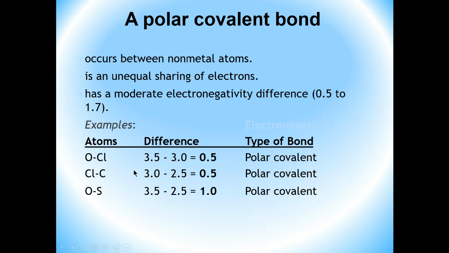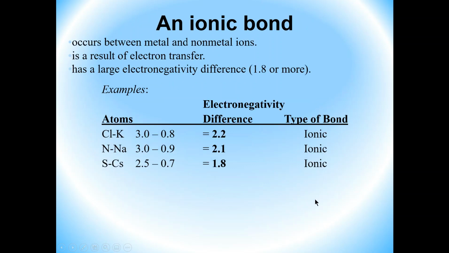And you see similarly for the chlorine to carbon and the oxygen to sulfur, you see again that they both fall within the 0.5 to 1.7 range. All right. Then we get to the other extreme, ionic bonding. If the electronegativity difference is 1.8 or more between two atoms bonded to each other, then that bond is considered to be ionic.